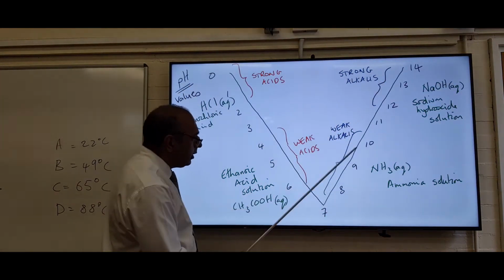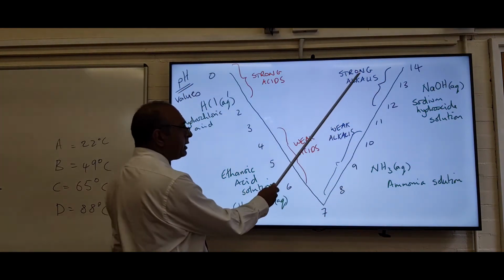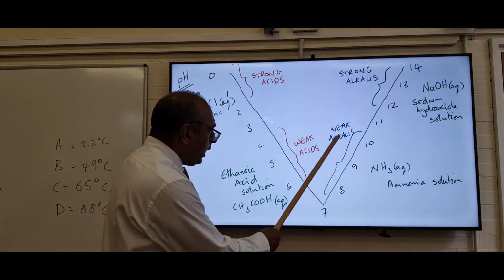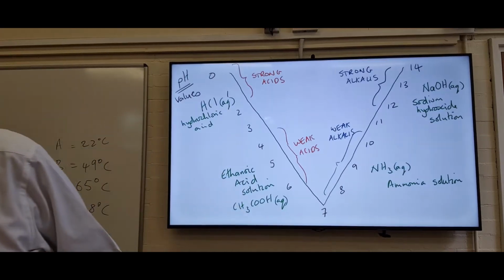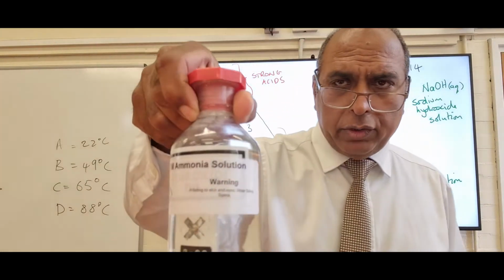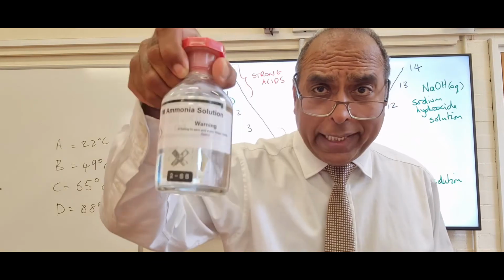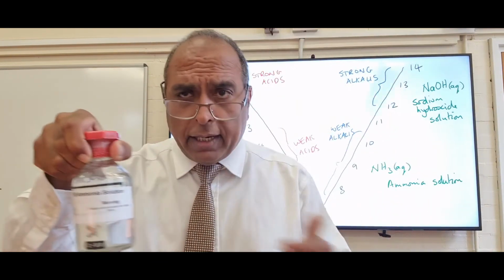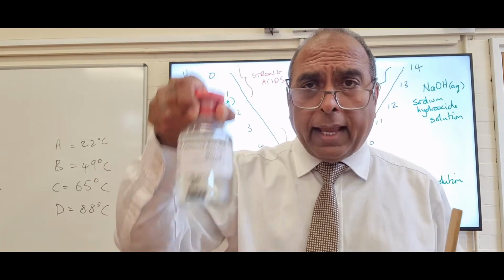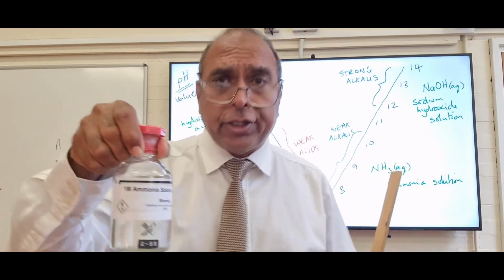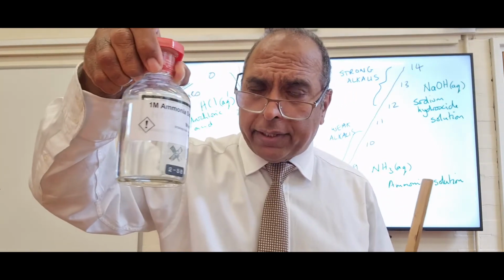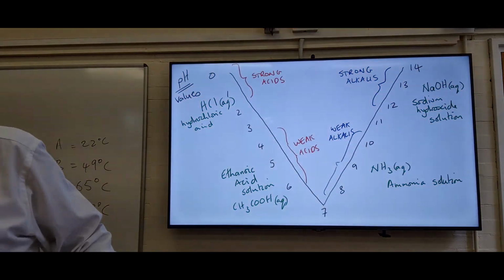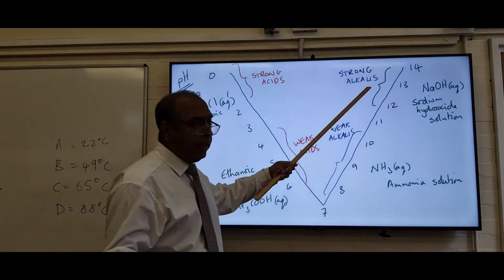Now, the other side, you want an example of weak alkaline, example of strong alkaline. And the example I want you to learn for weak alkali is ammonia solution. Look, ammonia solution. Learn that as your weak alkali. And ammonia is a gas. Put it in water, it makes an alkali. And it partially turns into ions. It doesn't fully turn into ions. That's why it's a weak alkali. What fully turns into ions is a strong alkali.